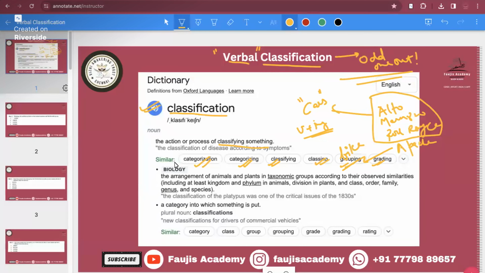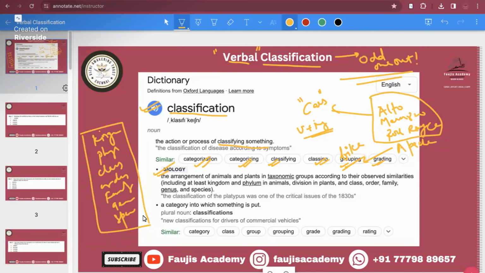There's a meaning in biology as well. It's something related to taxonomy, the arrangement of animals and plants in taxonomic groups according to their observed similarities, including at least kingdom and phylum in animals, division in plants, class. Remember it: kingdom, phylum, class, order, family, genus, species. Remember it this way. It will be helpful for you in your GS papers of either AFCAT and CDS, both of them.